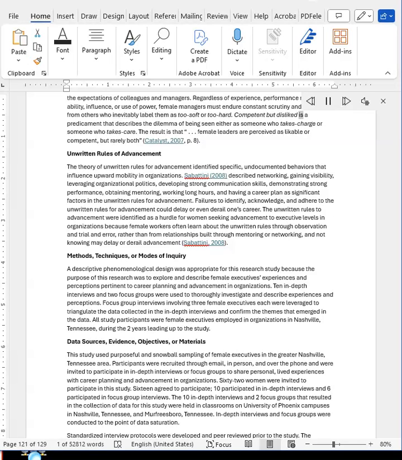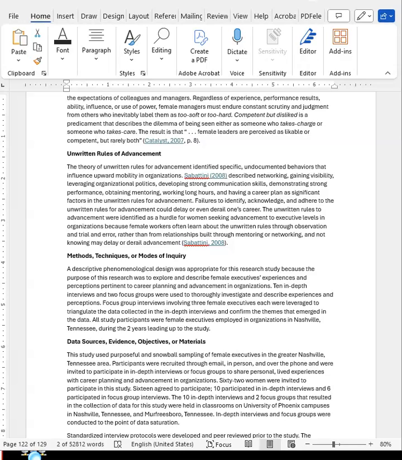Competent but disliked is a predicament that describes the dilemma of being seen either as someone who takes charge or someone who takes care. The result is that female leaders are perceived as likable or competent, but rarely both. Catalyst, 2007, page 8.